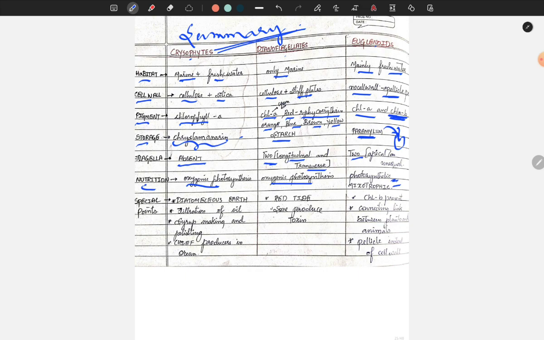Now coming to special points, guys: diatomaceous earth is used for filtration of soil, syrup making and polishing, and diatoms are chief producers in the ocean. Dinoflagellates form red tides, some produce toxins. And euglenoids have chlorophyll B, are a connecting link between plants and animals, and have a pellicle instead of a cell wall. These are the main points.